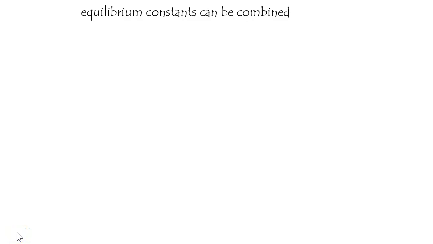Hey, this is Dr. B, and let's combine some equilibrium constants. Analogous to Hess's law, we can flip reactions, we can double them, we can add them, and we can apply their equilibrium constants to get the new equilibrium constant for a reaction without ever performing the reaction.